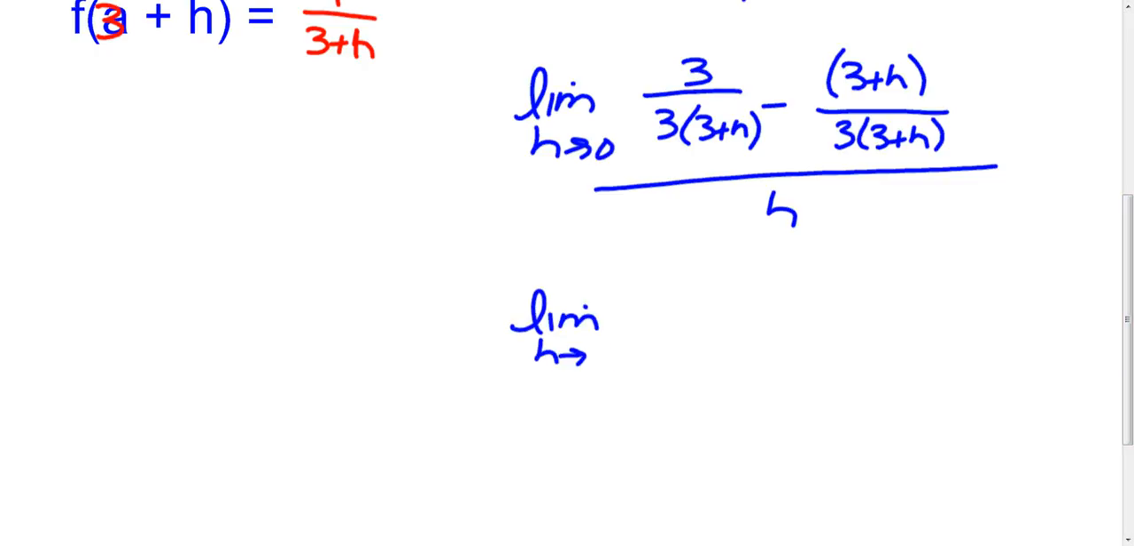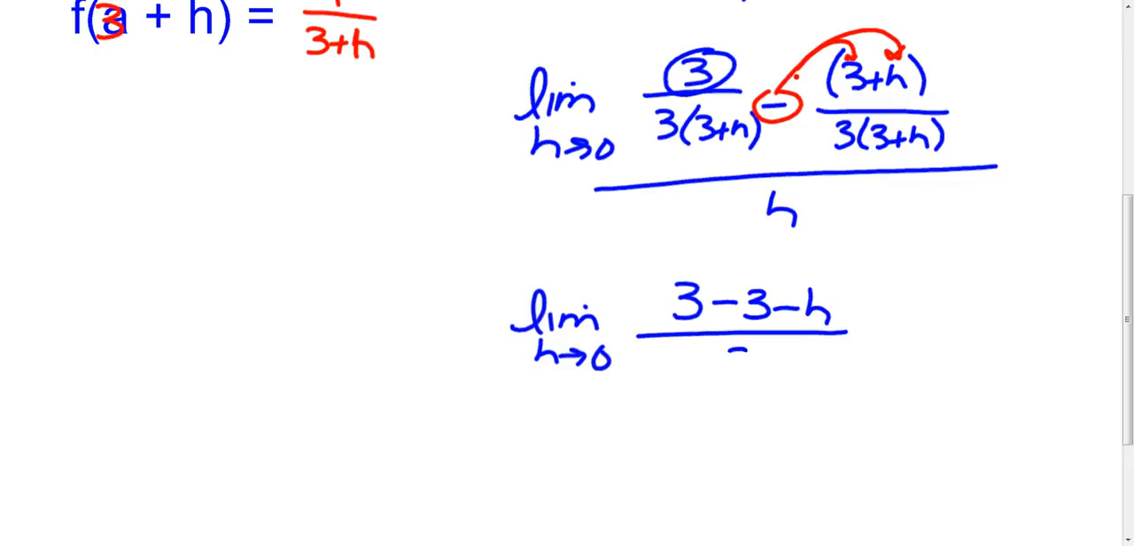we have the limit as h approaches 0. Here's what I want you to think about. This negative right here needs to get distributed. When I distribute that, I have this 3 right here, and then minus 3 minus h over my common denominator, which is 3 times (3 plus h), and I still have that all over h.